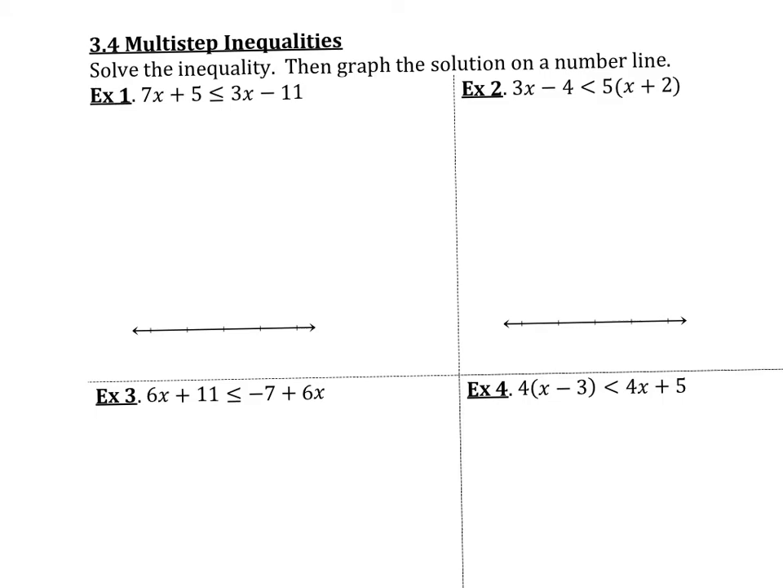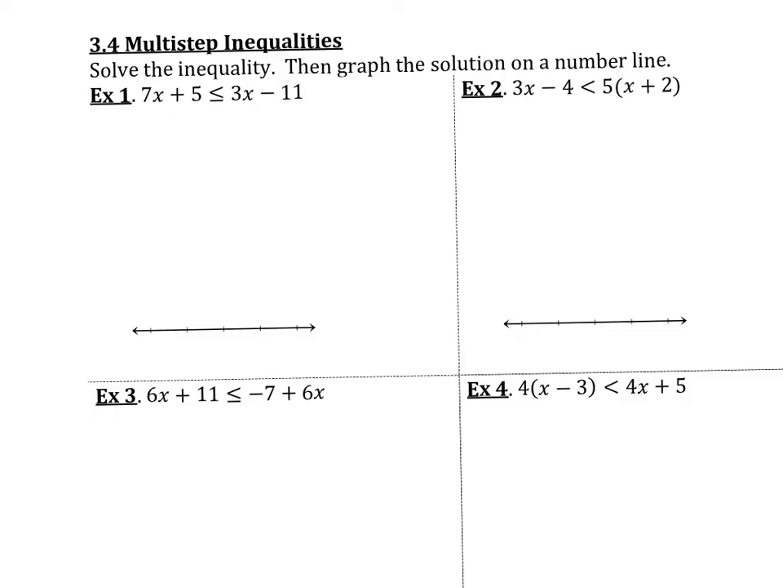Okay, the last section of 3.4 is multi-step inequalities, and we're going to consider some special cases on these inequalities, and then we'll do some practice problems. Okay, so we're going to solve the inequality, then graph the solution on a number line. For example 1, it says 7x plus 5 is less than or equal to 3x minus 11.